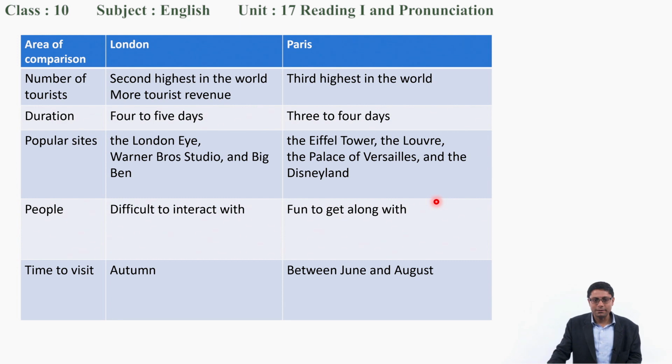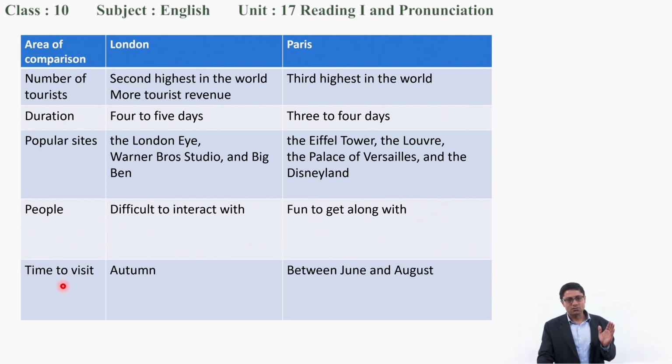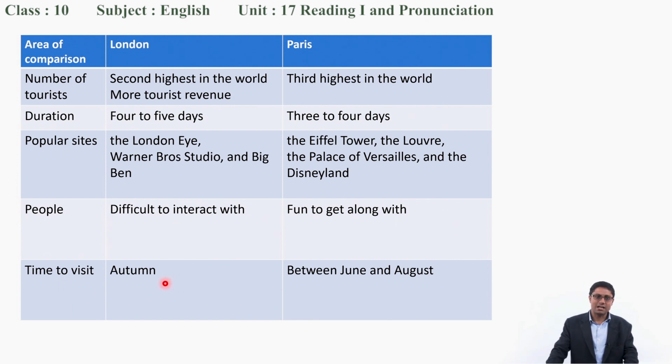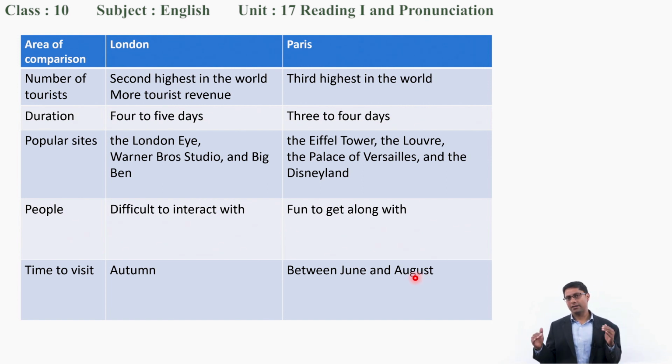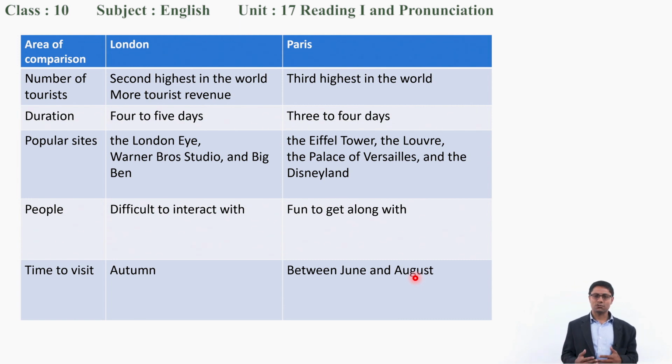Okay. Similarly, if we look at the suitable time to visit London and Paris, autumn is the best time to visit London, and Paris can be visited between June and August. That is the most suitable time to visit Paris. Dear students, we have discussed these things in our previous lesson while studying the reading text, and we have also discussed that if you want to choose between these two cities to visit, it depends on what is your priority, what things you value more, depends on that.